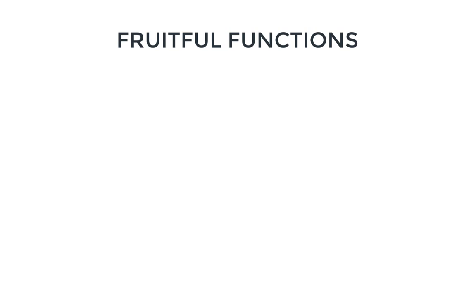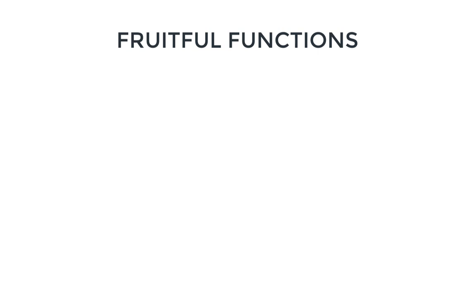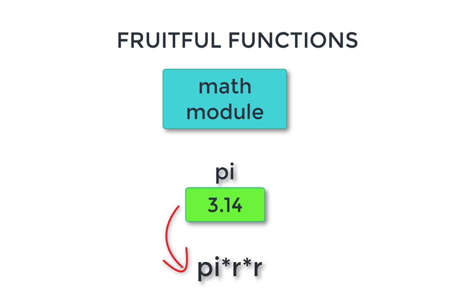In this module, we'll be learning about fruitful functions. So, what are fruitful functions? When a function returns a value that is used as a part of another expression, it is called fruitful. The best example is from what we saw while calculating the area of this circle. There, math.py returned the value of pi, which was used as a part of the expression pi r squared.